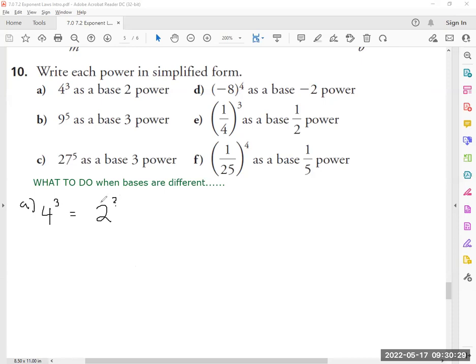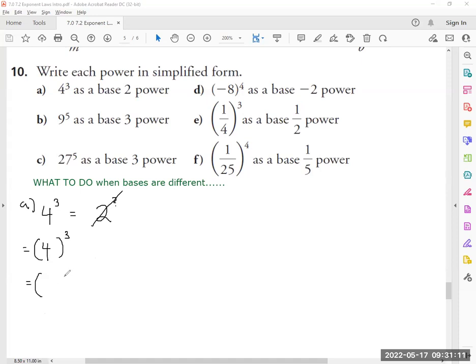Well, consider this. Would you agree that 4 to the power of 3 is the same as 4 in brackets to the power of 3? Yes or no? Nothing different, right? There's nothing different between these two lines. But would you also agree, using your arithmetic knowledge, your multiplication tables, that 4 is the same as 2 times 2, or 2 squared?